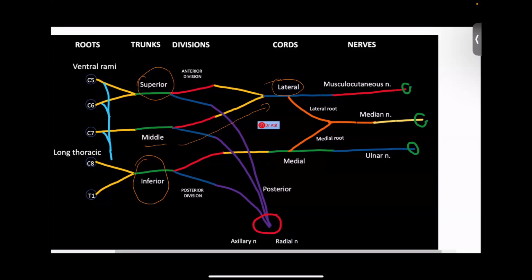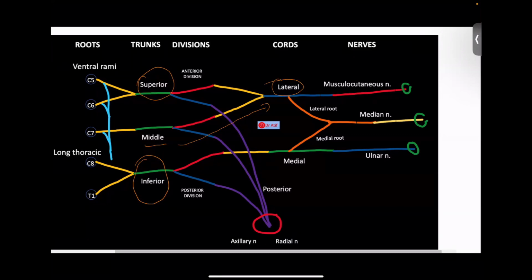Rest nerves are musculocutaneous, which is formed by the joining of the middle and the superior trunk forming the lateral cord. Lateral cord gives you the musculocutaneous. Ulnar is formed by the medial cord, which comes from the inferior division, inferior trunk. And then we have the posterior part of it. So posteriorly, we have the axillary and radial. So they come from the joining of superior, middle, and inferior trunk. Okay, so superior, middle, and inferior, these join together to form the posterior trunk.